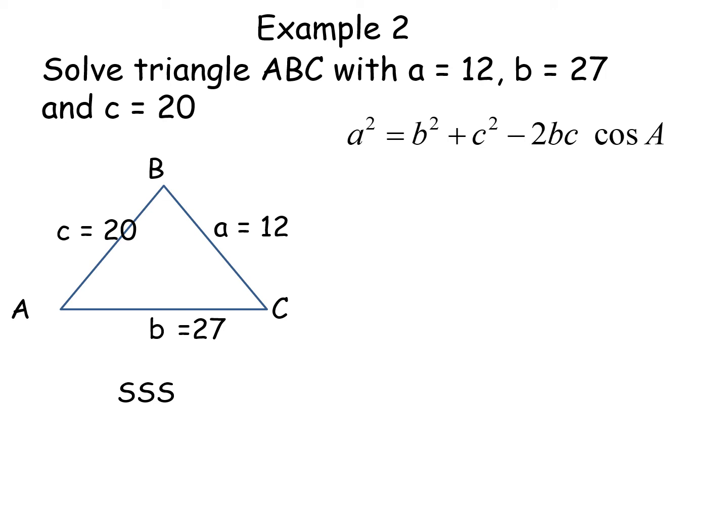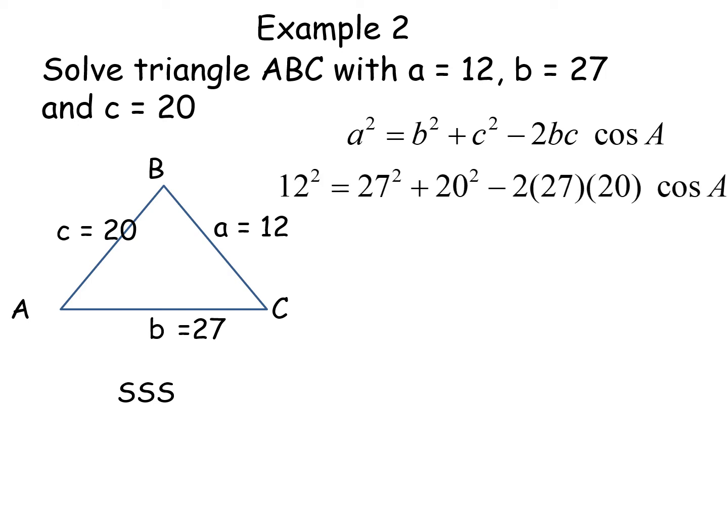Well, I know a, I know b, and I know c. The only thing I don't know is angle A. So I have everything in the equation, and I only have one variable. So now, once again, I'm going to reduce the equation. 12 squared is 144. I'm going to take 27 squared plus 20 squared, add those together to get 1,129. I'm going to multiply negative 2 times 27 times 20 to get negative 1,080. And then the cosine of A here is my variable.